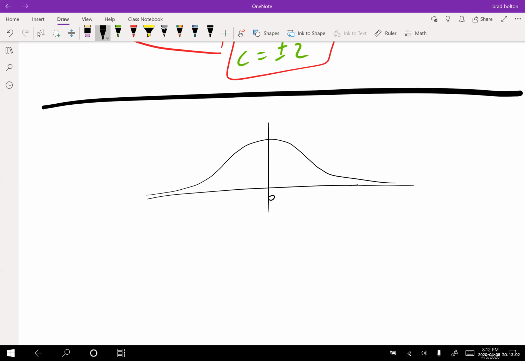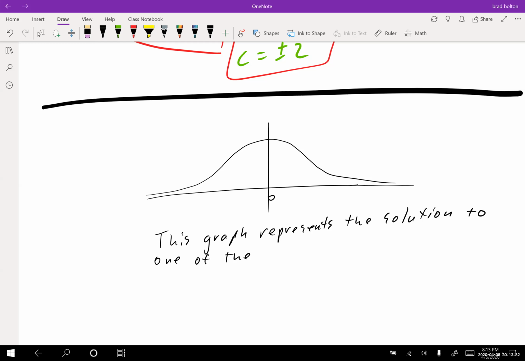and I want to know the solution to 1, or let me put it this way. This graph represents the solution to 1 of the differential equations listed below. So I'm going to give you guys 3 differential equations, okay?